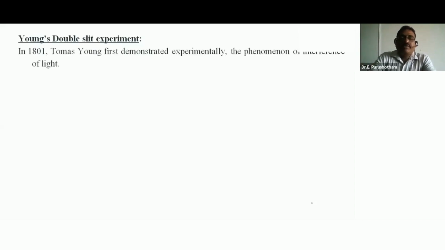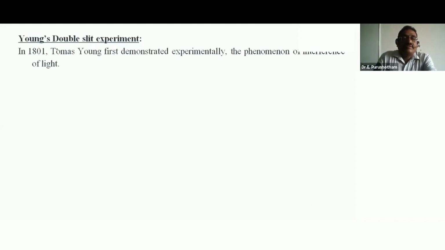So Young gave the first experimental evidence of interference of light. In 1801, Thomas Young first demonstrated experimentally the phenomena of interference of light, when sunlight passes through a pinhole.